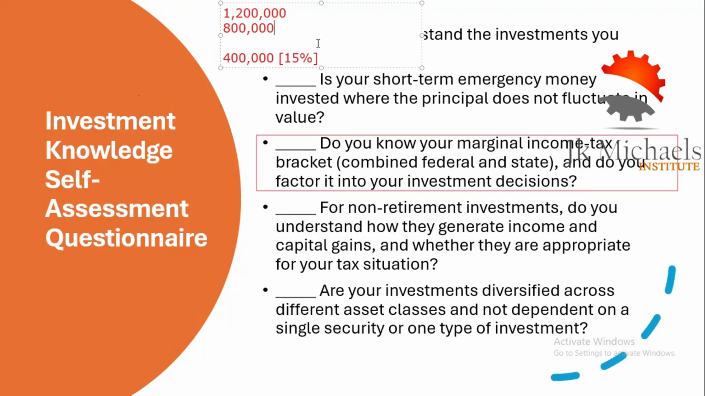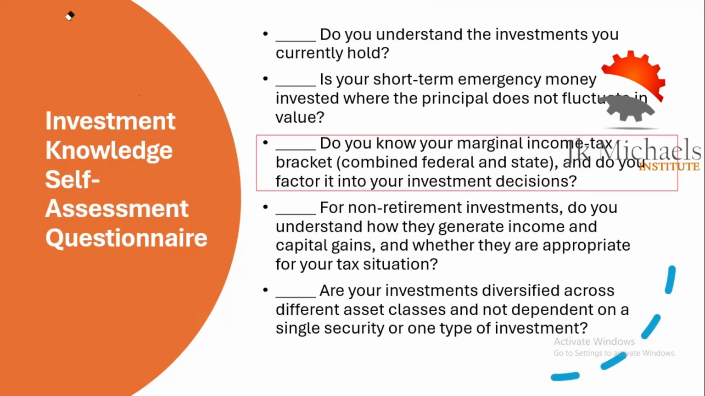So usually there are brackets, right? At the first level, you're going to pay 15%. At the second level of income, you're going to pay maybe 18%, whatever, depending on the tax laws that are applicable in your state, in the jurisdiction where you operate. You need to know how every additional income will impact you in terms of taxation. So know your marginal income tax bracket and factor that in your financial decisions, your investment decisions.